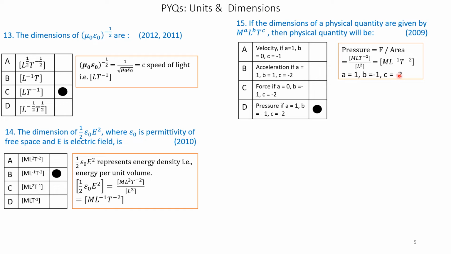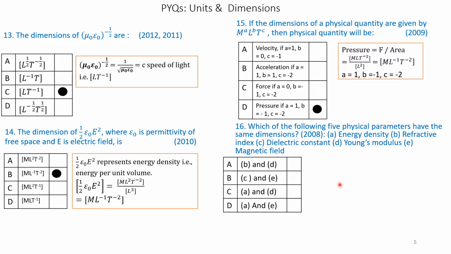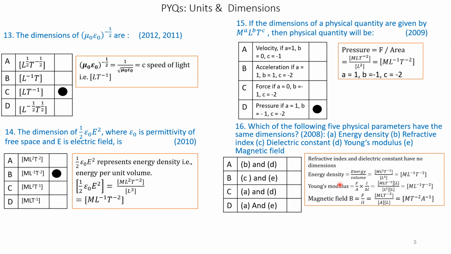Therefore, here M is to the power a, L is to the power minus 1, that is b is minus 1, and c is minus 2. Where is a equal to 1, b equal to minus 1? This is option D. Therefore, pressure is the correct answer. Next question. Which of the following five physical parameters have the same dimensions?